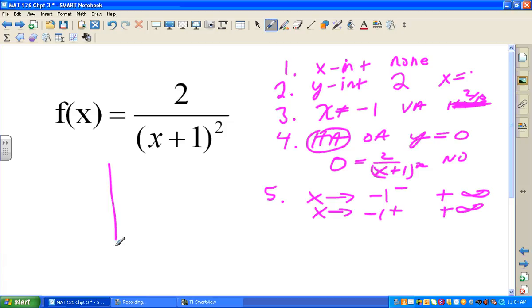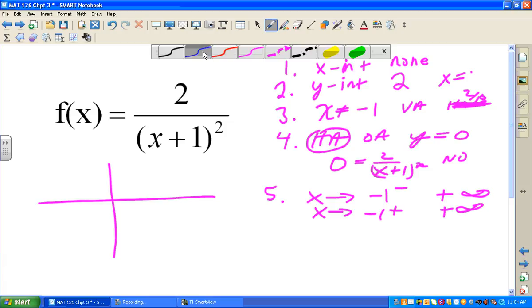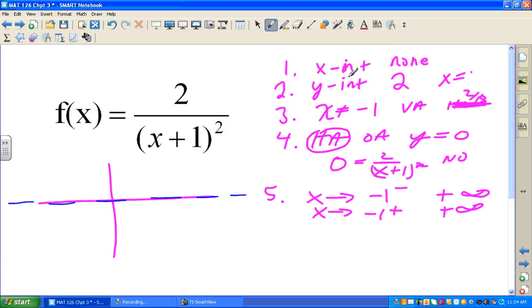Okay. Quick sketch. No x-intercepts because there is a horizontal asymptote there. There's a vertical asymptote at -1. As you come in, y-intercept at (0, 2). And on both sides of -1, it's going to positive infinity. And systematically, you just go through and surgically do the problem, and it should come out just fine.